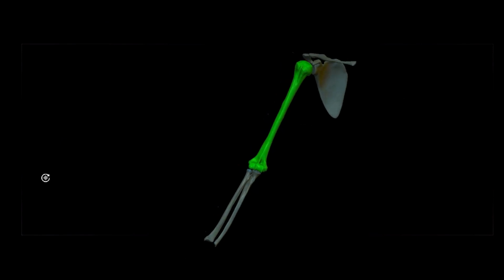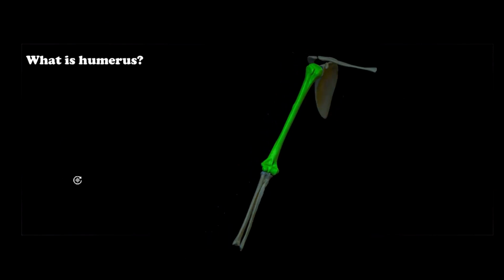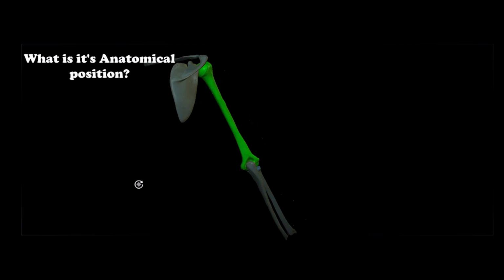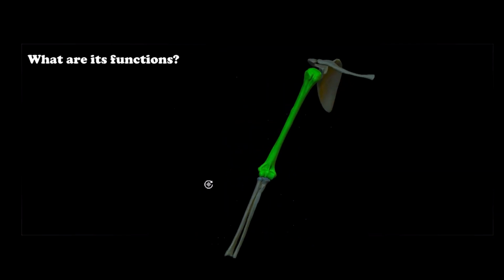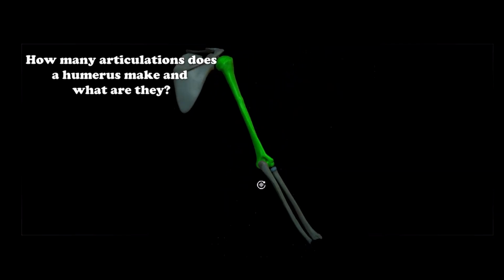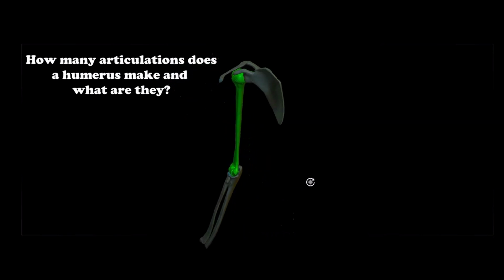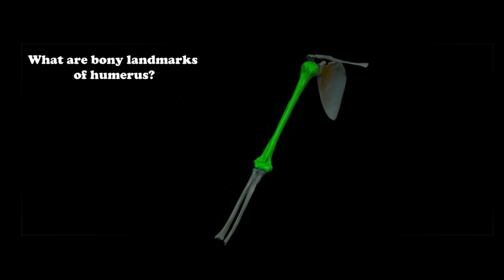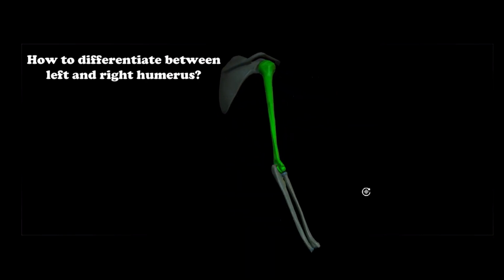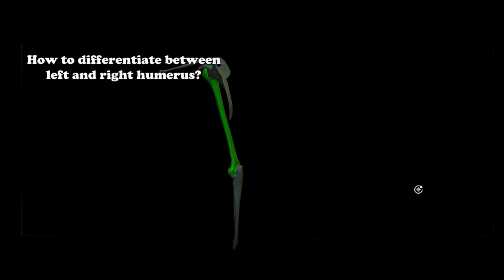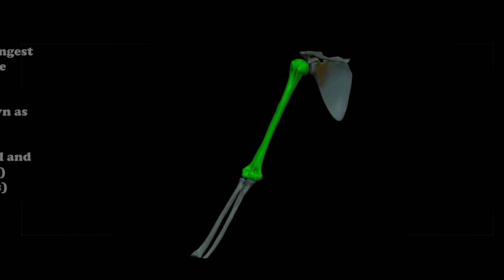After watching this video, you will be able to answer these questions. What is humerus? What is its anatomical position? What are its functions? How many articulations does it make and what are they? What are bony landmarks of humerus? And at last, how to differentiate between left and right humerus.